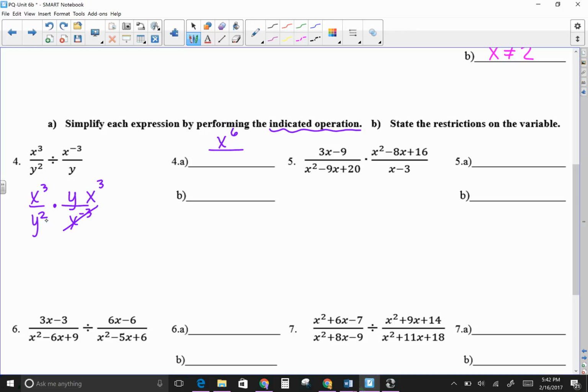Where do I have more y's? I have more y's on the bottom. How many more do I have? 1. So it's going to be x to the 6th over y. Now, remember we've talked about when you divide, you have to look at both the numerator and the denominator of the second part that you're dividing. So this tells me that x cannot be 0 and y cannot be 0.